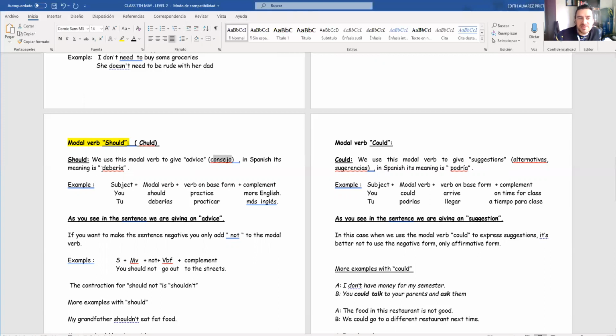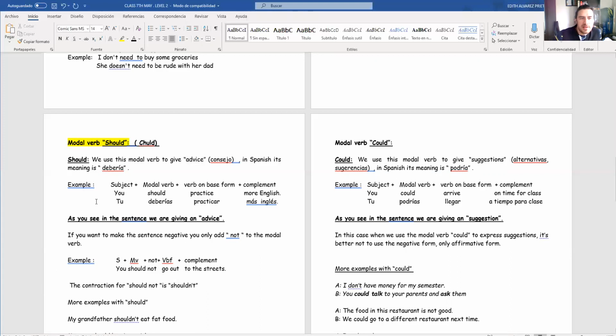In Spanish, its meaning is debería. Okay, that is the meaning of the modal verb should. In Spanish, the meaning is debería, and we use it to give advice. Okay, to give advice. Right, that is the purpose. That is the objective of this modal verb.